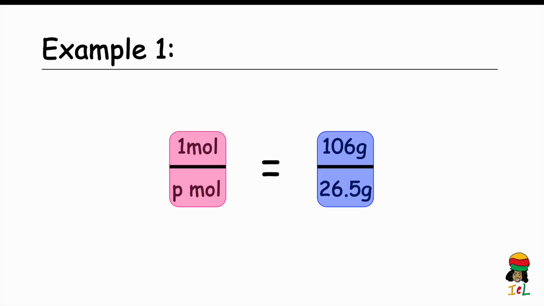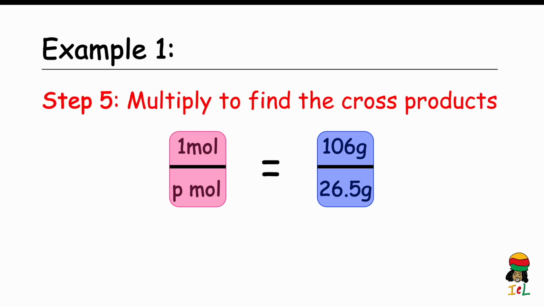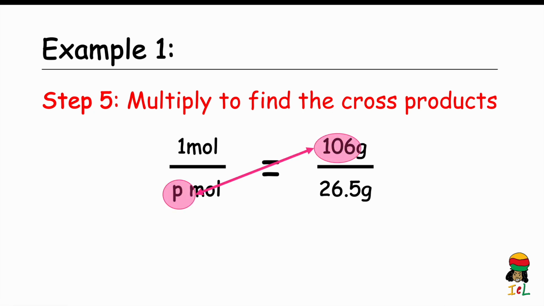Now that we have equated the two ratios, the next step is to cross-multiply or find the cross products. First, we identify the position of the unknown and begin with the unknown for the first cross product. In this way, we will have the unknown on the left side of the equation, which makes it simple for calculations. So, P multiplied by 106, and that gives us P times 106. And that would be equal to the next cross product, which would be 1 times 26.5.